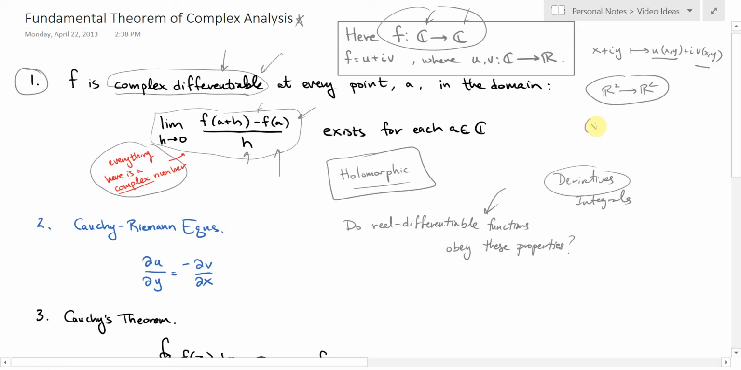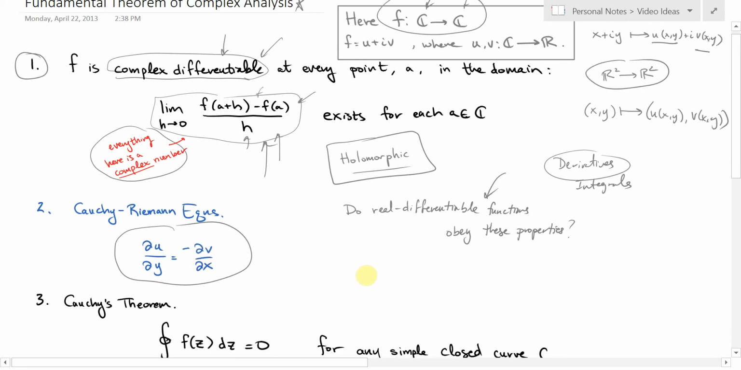So you can think of it like this: u of x comma y, v of x comma y. But not any mapping of complex numbers to itself is going to obey complex differentiability. And it turns out that, as we'll see, if you're complex differentiable, if this limit exists, then we have the Cauchy-Riemann equations. The partial of u with respect to y will actually equal negative the partial of v with respect to x. And there's another relation too.